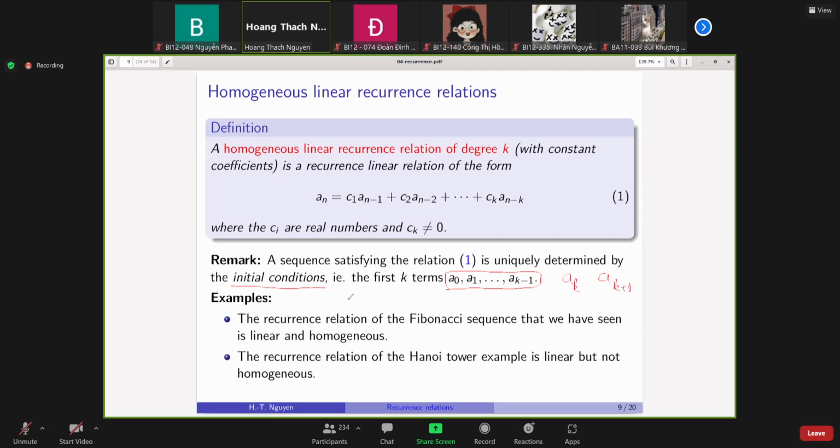So as we pointed out, the recurrence relation of the Fibonacci sequence is a homogeneous linear recurrence relation of degree 2. Meanwhile, the recurrence relation in the example of Hanoi Tower is linear but not homogeneous, and the degree is 1. And the recurrence in the example of code words is also linear but non-homogeneous and of degree 1.